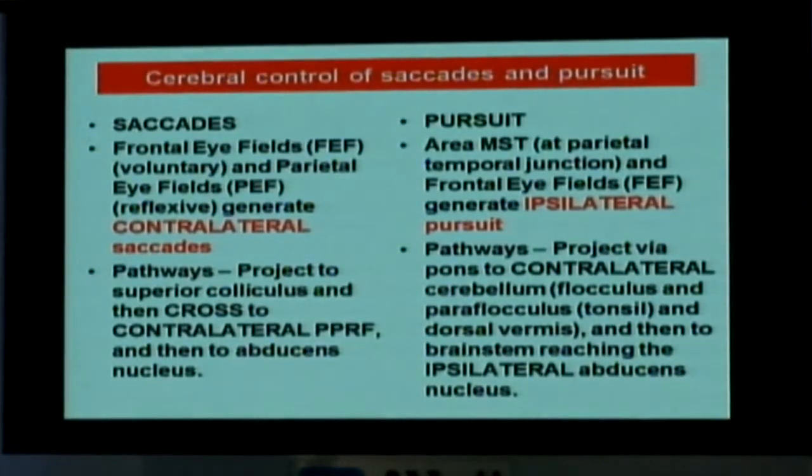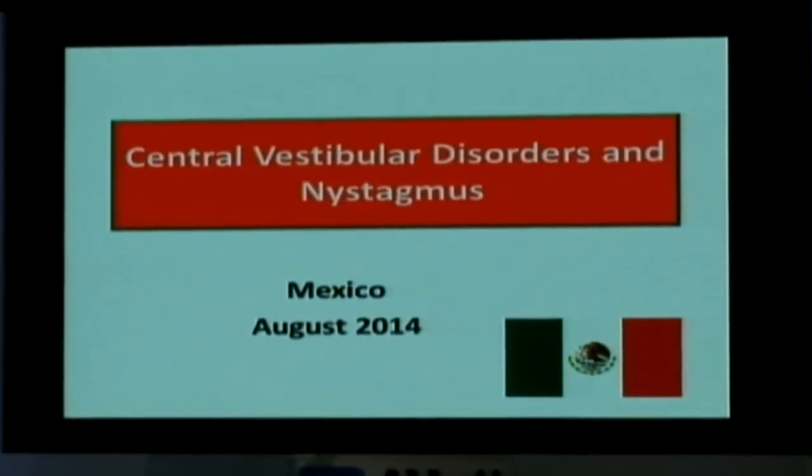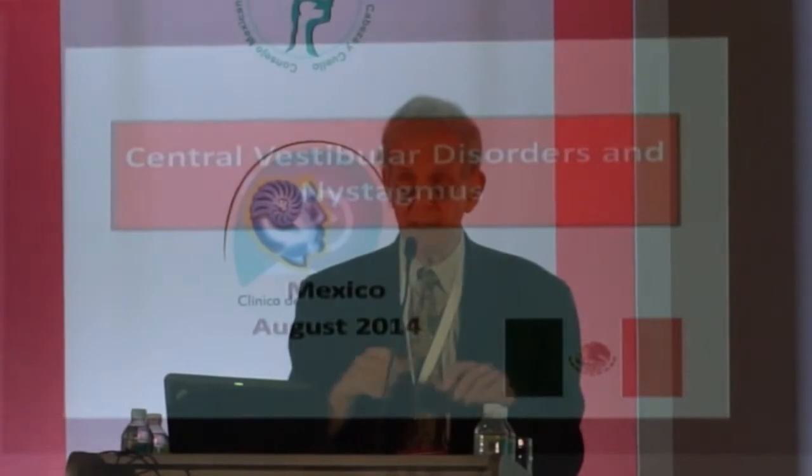So the summary of this is saccades generate contralateral saccades, pursuit generates ipsilateral pursuit. If you have a lesion in one hemisphere, you have trouble generating saccades in the opposite direction, and you have trouble generating pursuit in the same direction. So that's it for a little brief potpourri, introduction, eye movement control. Naturally, all these diagrams are available to anybody who wants them, and I will stop right now.